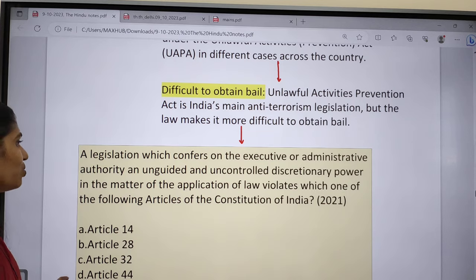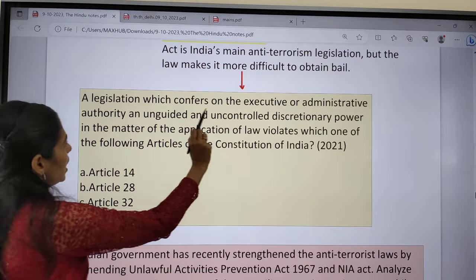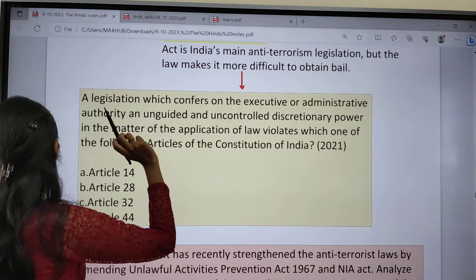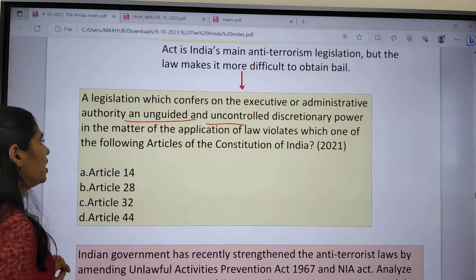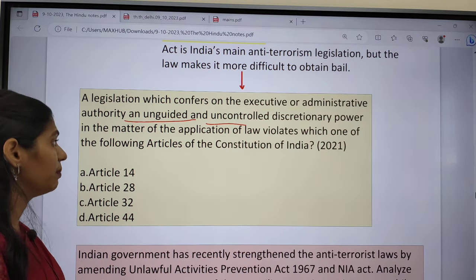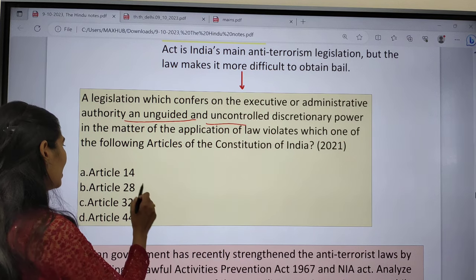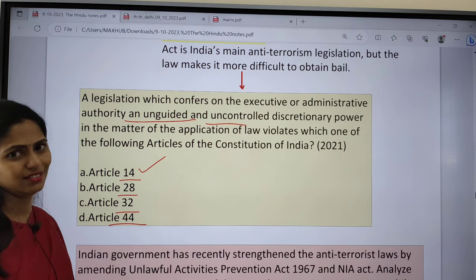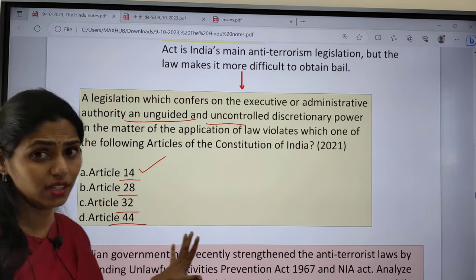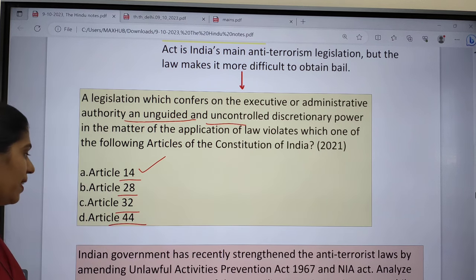And now let us try to see the answer for this question. A legislation which confers executive or administrative authority and unguided and uncontrolled discretionary power in the matters of application of law violates which of the following articles? Article 19, Article 28, 32 and 44. It is Article 14. So this is very, very important, and this question appeared in your prelims in 2021.